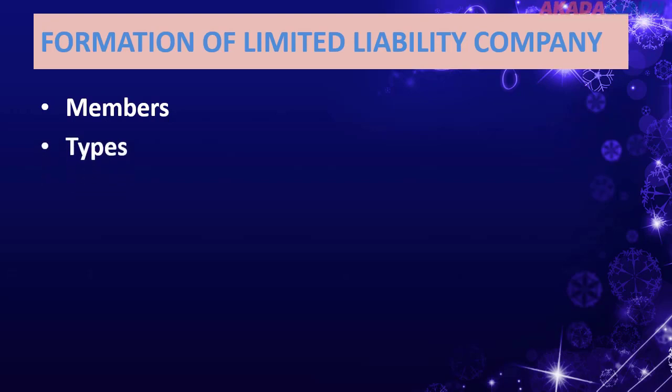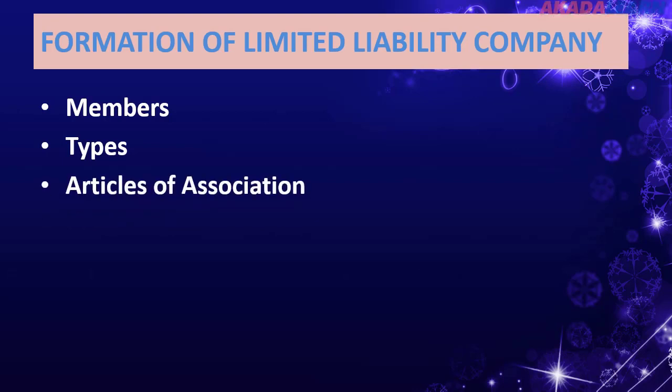2. We have types. In forming a limited liability company, members are not limited to individuals. Any type of legal entity, which may include a corporation, a partnership, individuals, and even another limited liability company, can be a member of a limited liability company. A single limited liability company can have a combination of these types of owners.